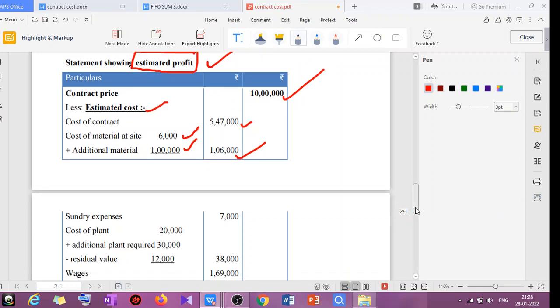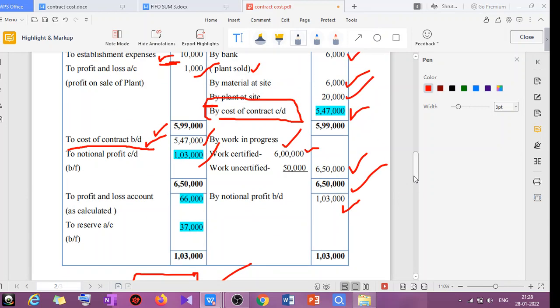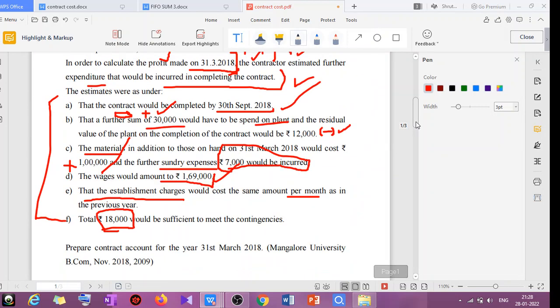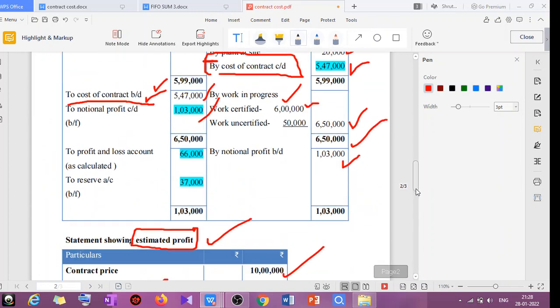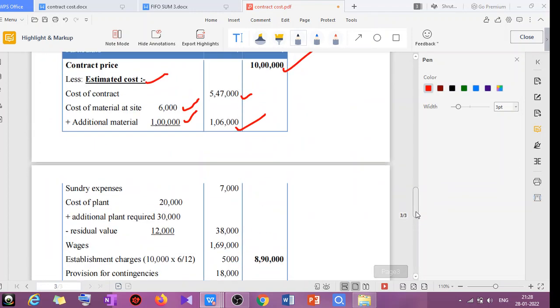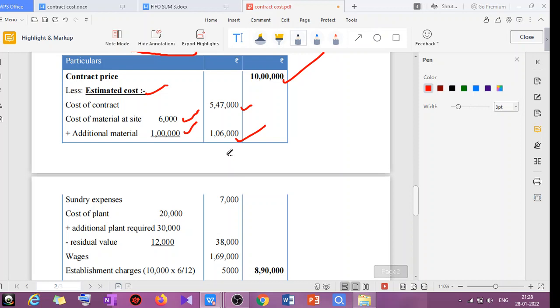Okay, you have the question bank now, just see the question. There in the adjustment they have mentioned that for material 1 lakh extra they have purchased, that's why I have added 1 lakh. Clear? I hope it is clear to you. Then sundry expenses they mentioned 7,000. In the adjustment they have given, so again expenses you have to mention.